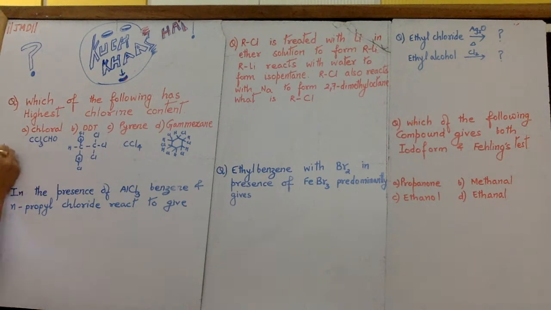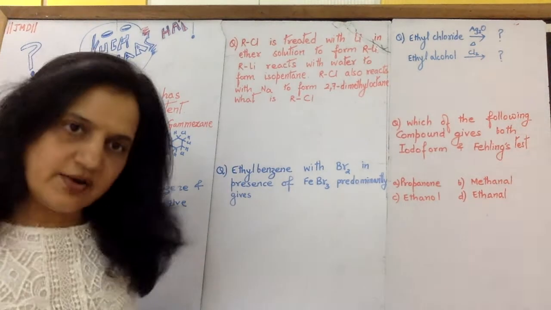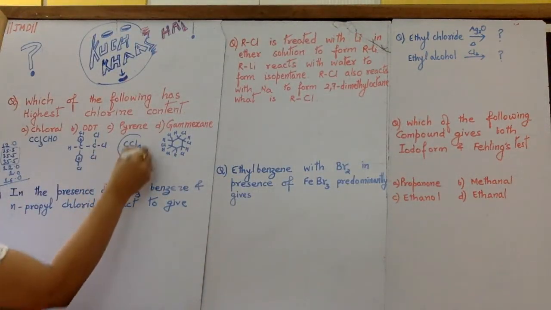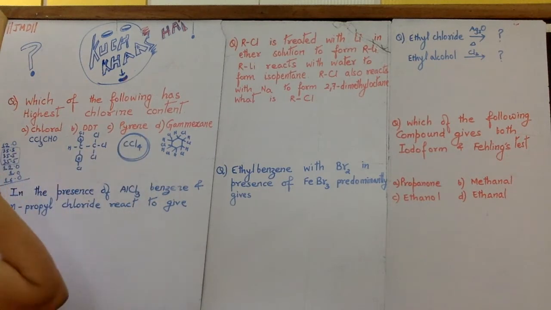Say carbon mass is 12 plus chlorine 35.5, 3 times. Another carbon 12, hydrogen 1, oxygen 16. If you just add this, whatever total is there, that is molar mass. So total mass of chlorine upon molar mass of the molecule into 100. When you do that for everyone, you will get the answer as this. This has highest chlorine content.